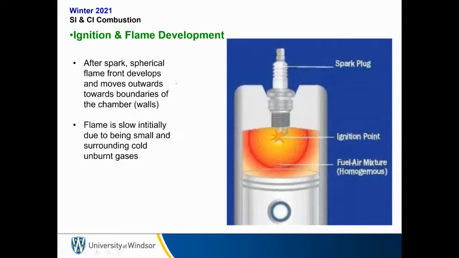So after the spark, what happens? A spherical flame front develops and moves outwards towards the boundary of the chamber. We have this ignition point, and the flame will propagate from it towards the cylinder boundaries and the top of the piston. The flame is slow initially due to being small and surrounded by cold, unburnt gases.